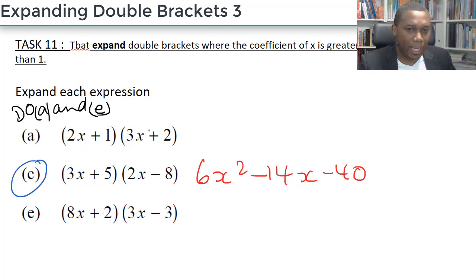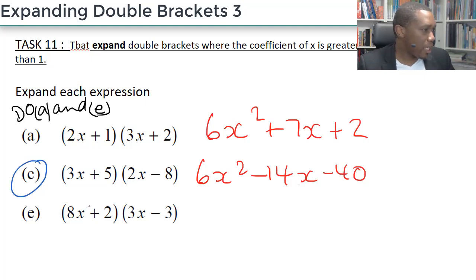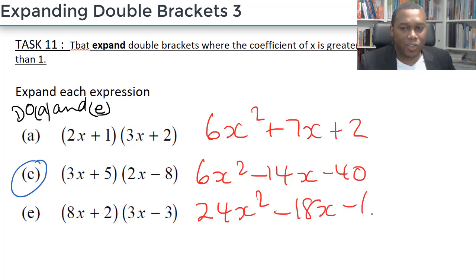For your answer for A, what do I have? I have 6x squared plus 7x plus 2. And then for E, you should have 24x squared minus 18x minus 6. So those are the three answers you should have had there.